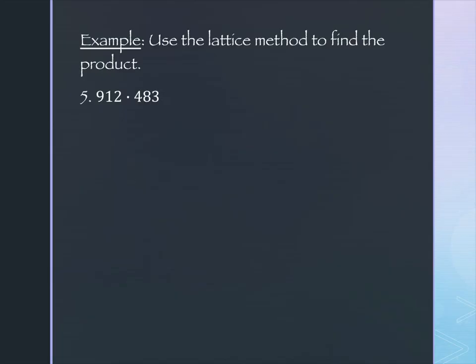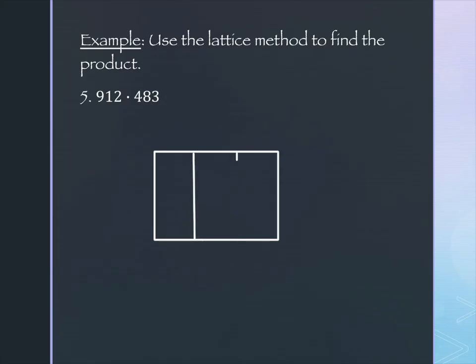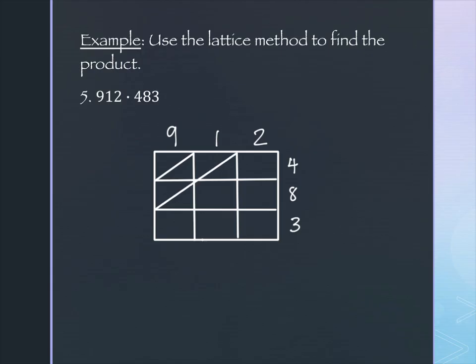Okay, so how big is my box going to be? A 3 by 3 box, you got it. So I need 3 rows, 3 columns, and it doesn't matter whether I put the numbers on the top or on the right because it is a 3 by 3. It's symmetric. So I'm just going to go in order. I have 9, 1, 2, and 4, 8, 3. What's my next step? Okay, first I need to split the boxes, right? So we're going to split all of our boxes apart, just like that.